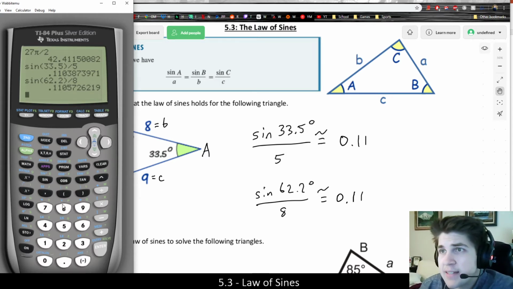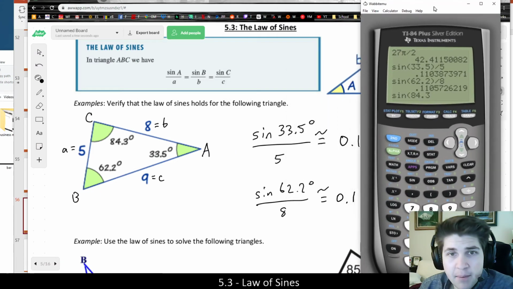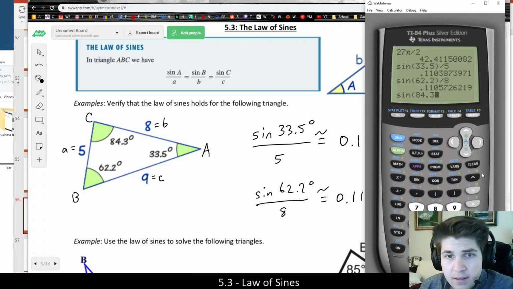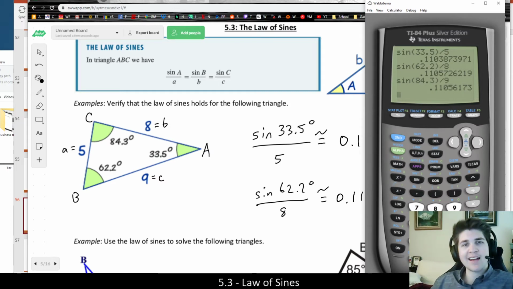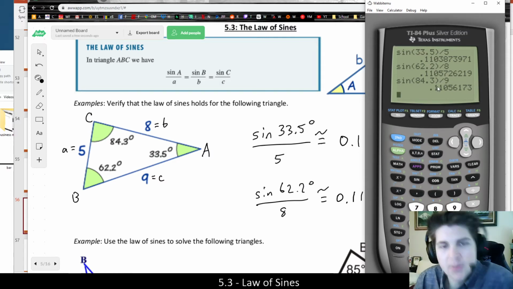And if I take the sine of the largest angle, 84.3, and divide it by the largest side, whoops, need to make sure to close off my sine, divided by 9, it's the same exact ratio. Notice it's not exactly the same because these angles were probably not exact values. They're probably rounded, which explains the minute differences in those ratios. But anyways, notice that we get the same thing.